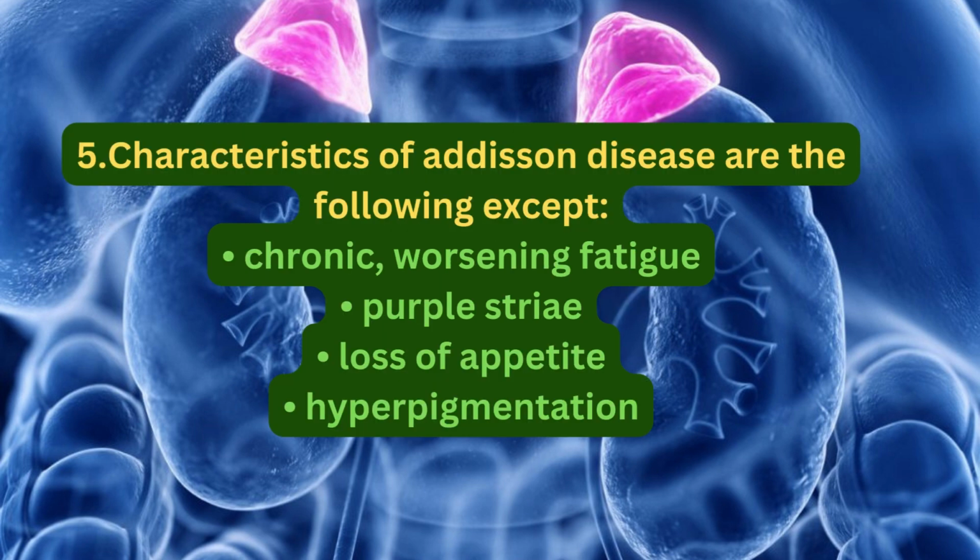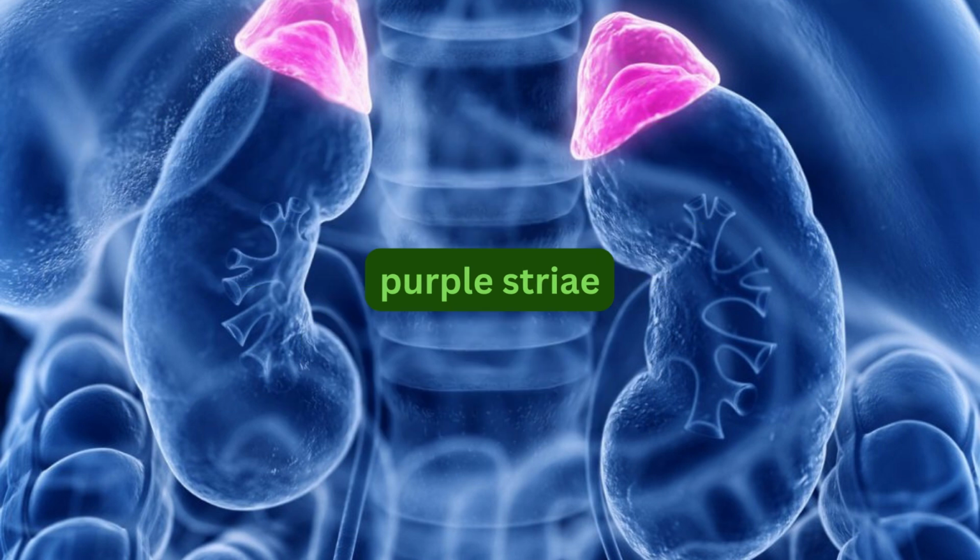That is correct. Number 5 says, characteristics of Addison's disease are the following except: A. Chronic worsening fatigue, B. Polyuria, C. Loss of appetite, and D. Hyperpigmentation. Number 5 is B, polyuria.